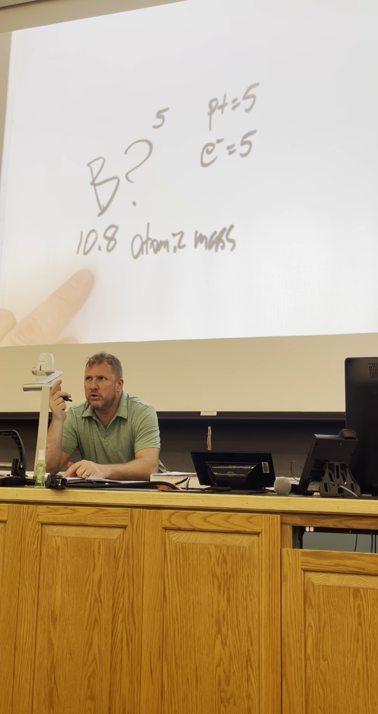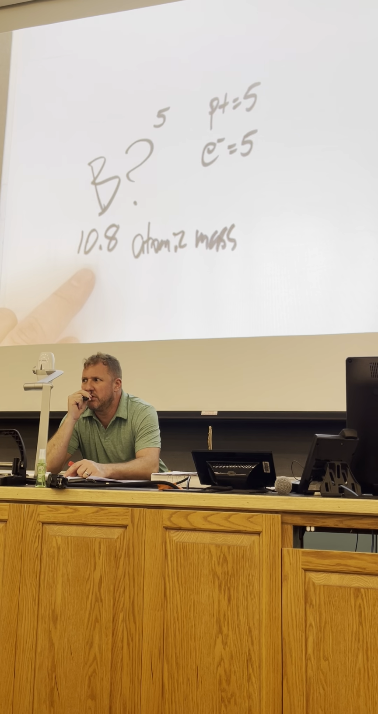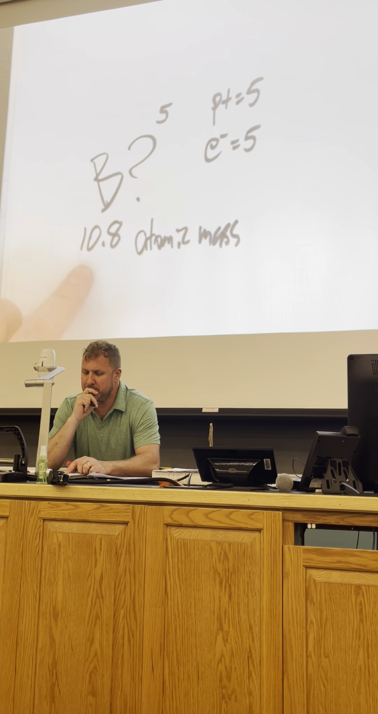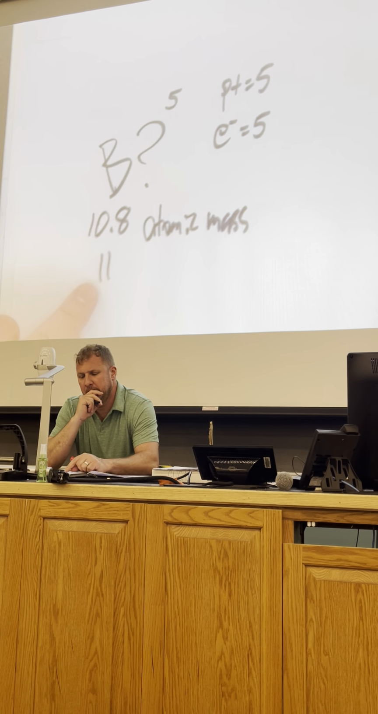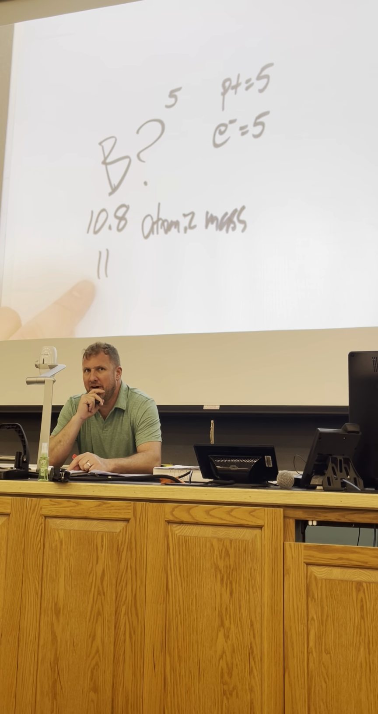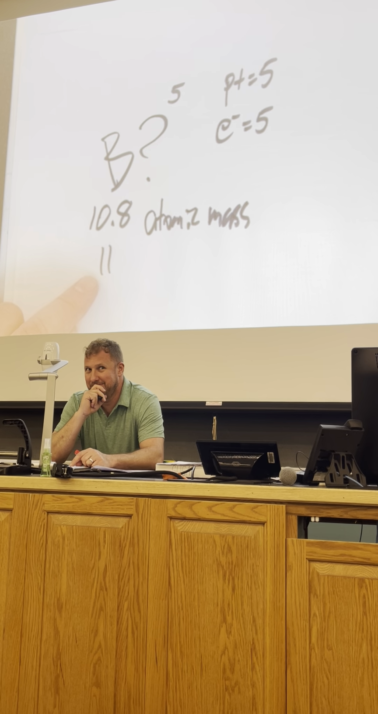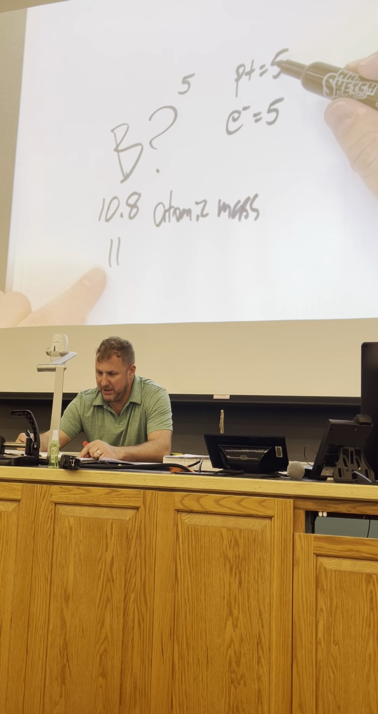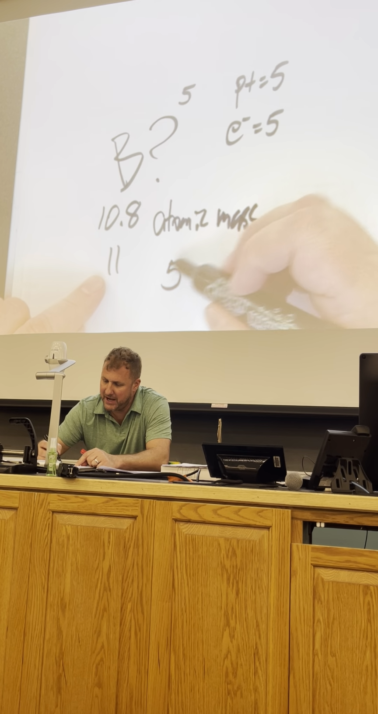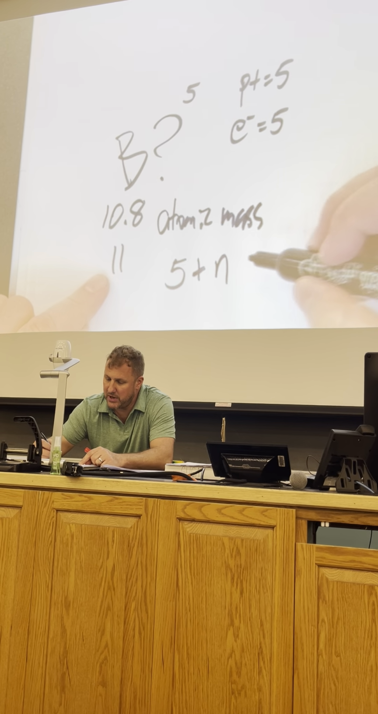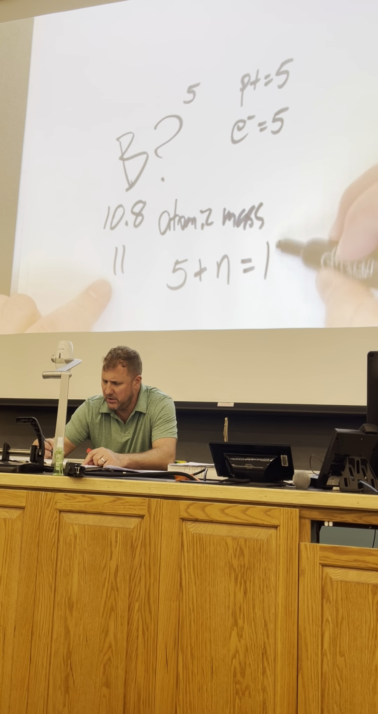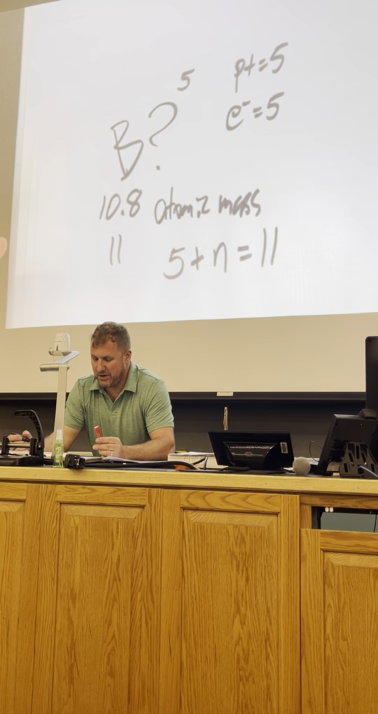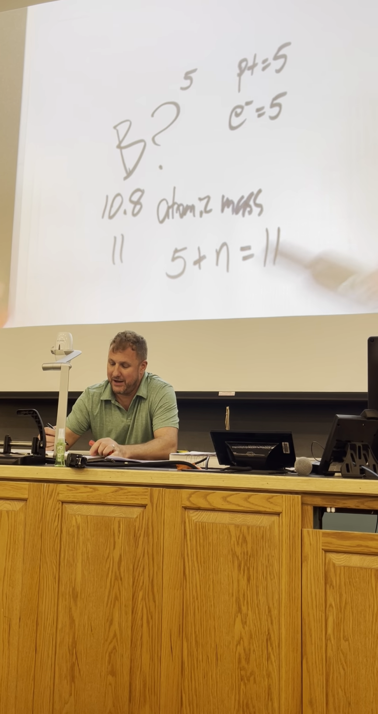What two numbers do we add up to get the atomic mass? Protons and neutrons. So we're going to round that to 11. Can we figure out how many neutrons we have? You can subtract. We got the P for protons. We have 5 plus neutrons equals 11. Then it becomes an algebra problem. So how many neutrons we got? 6.